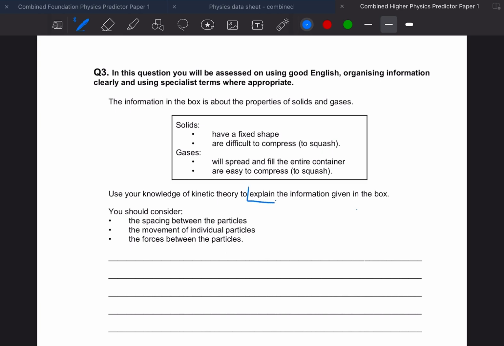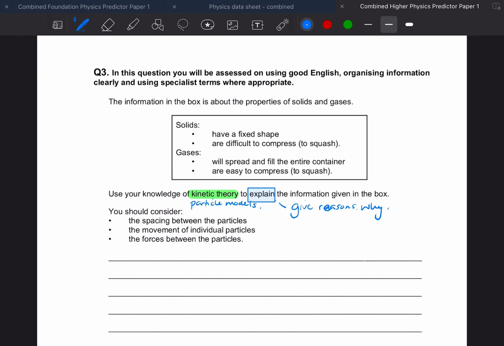So explain is our command word. Remember, if we have to explain, that means to give reasons why. And we are going to be having to look at kinetic theory. So kinetic theory is about particles. Those are particle models.